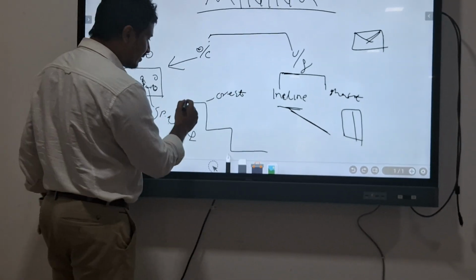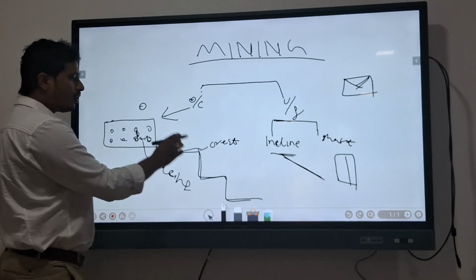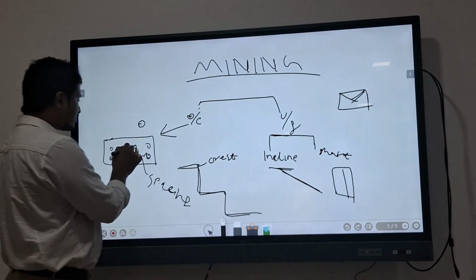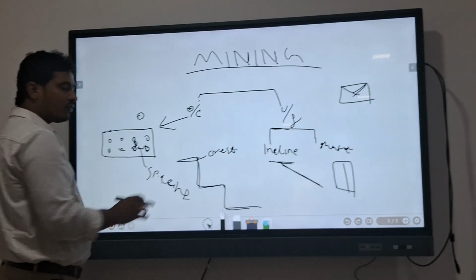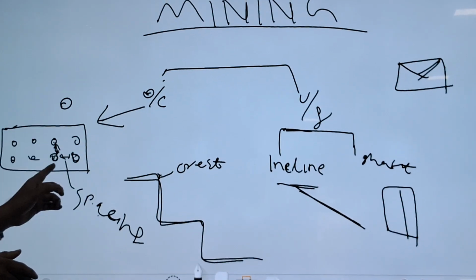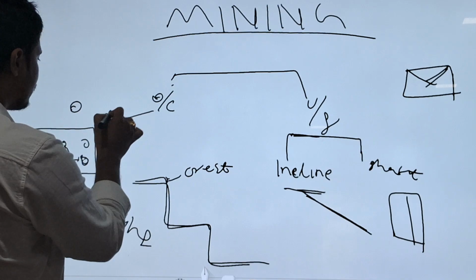Otherwise, in the benching process, this is called the crest, the end point of the open cast. This is called spacing, and this is called burden. We have to know the main basic points: spacing, burden, and crest.